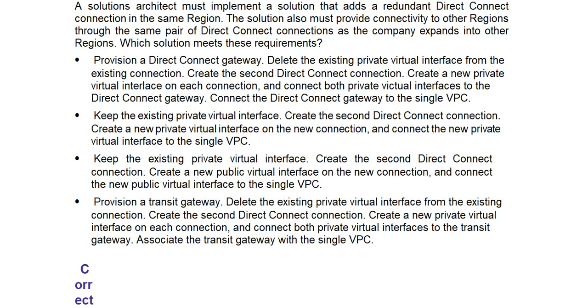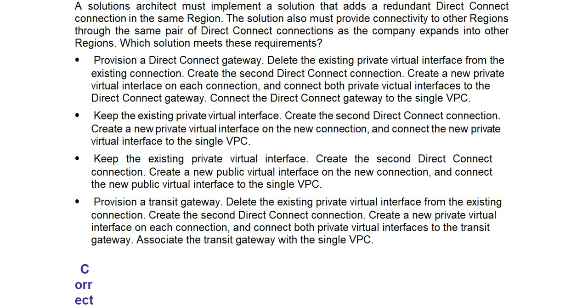Option B. Keep the existing private virtual interface. Create the second Direct Connect connection. Create a new private virtual interface on the new connection and connect the new private virtual interface to the single VPC. Option C. Keep the existing private virtual interface. Create the second Direct Connect connection. Create a new public virtual interface on the new connection and connect the new public virtual interface to the single VPC.